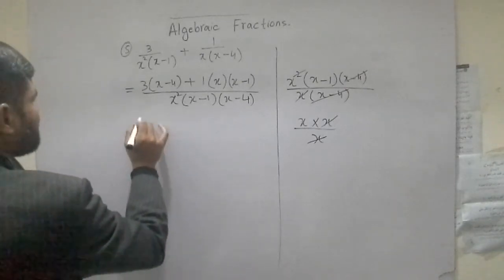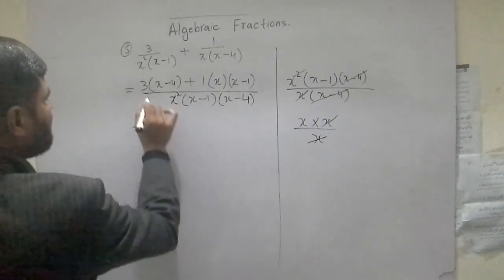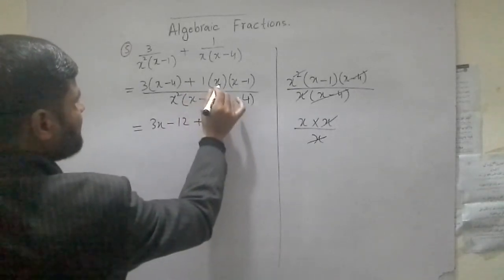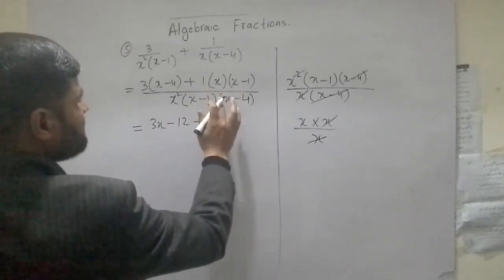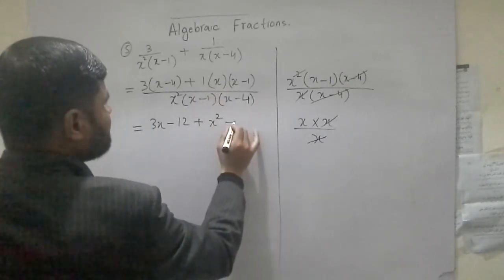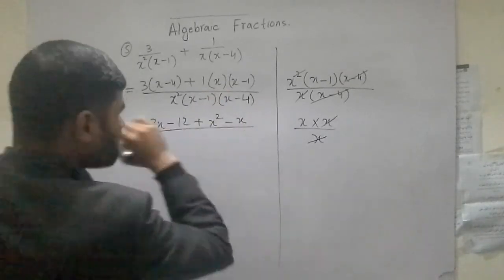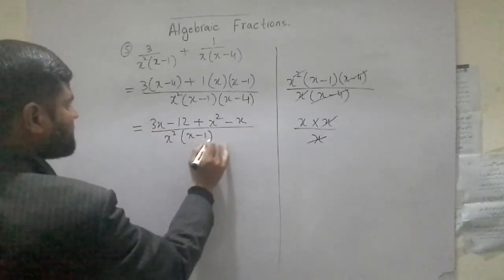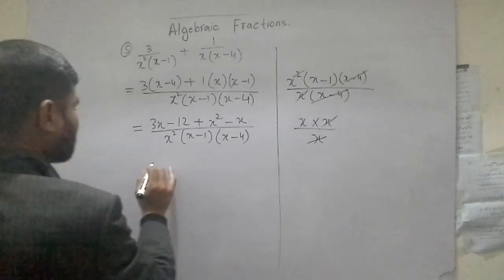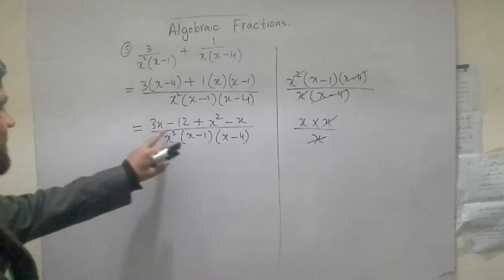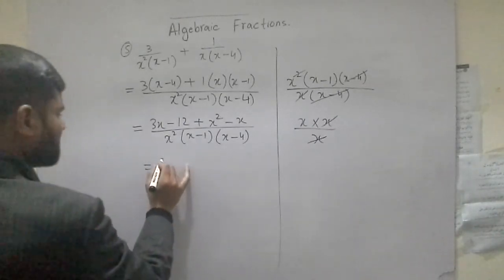Now we need to expand this out. 3 times x is 3x and minus, 3 times 4 is 12, plus 1 times x, so we will have just x there, so x times x is x squared and x times minus 1 is just minus x. And in the denominator we have x squared, x minus 1 and x minus 4. And now add or subtract the like terms, so 3x and minus x makes 2x.